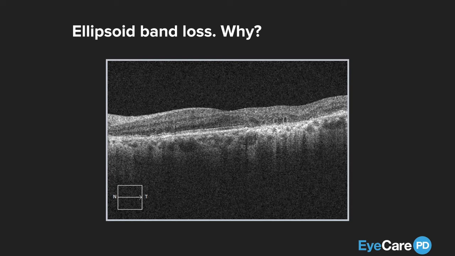Here we've got ellipsoid band loss. Why is there ellipsoid band loss? Well, let's look. Let's follow the ellipsoid zone right across, all the way across, and boom, it's gone. We don't pick it up until it comes up on the other side. This area of ellipsoid zone loss is consistent with atrophy. Atrophy in an elderly patient would be most commonly associated with dry age-related macular degeneration, but nevertheless, this is an area of atrophy.